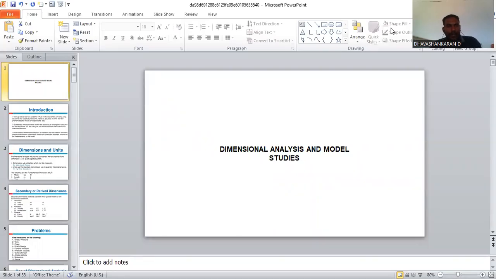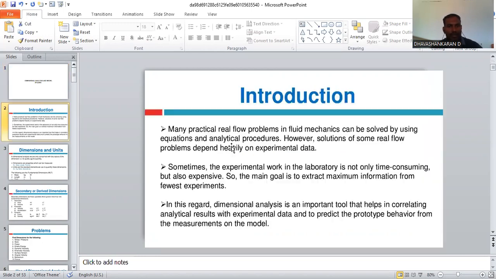Good morning. Today my topic is dimensional analysis and model studies. I have a little bit of introduction on this one. So, the introduction.